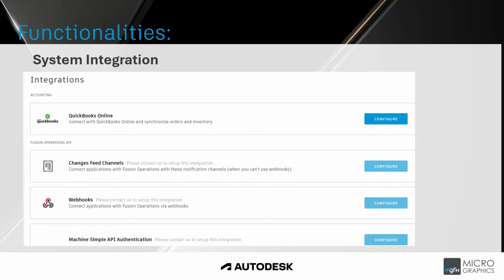Now, because it's an open API, if you've got an ERP system, for instance, you might just need to get the company that manufactures or creates the ERP system involved with setting up the APIs for Fusion Operations to work with your ERP system, as just an example.